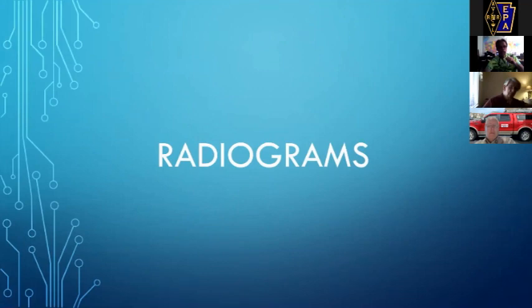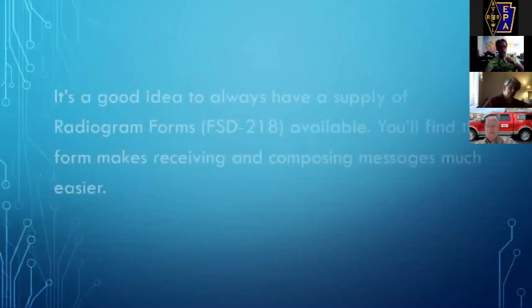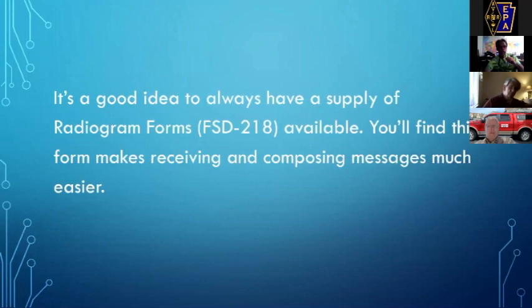Now, the hardest part in handling traffic is the radiograms, and it's really not hard. It's confusing and it looks kind of threatening, but it's really easy to do. By the time we finish this section, you'll have a thorough understanding of what you need to do to fill out the radiogram form. When you're on a traffic net, it's a good idea to have a supply of the radiogram forms, which are FSD 218, available. You might be called to take a message even if you're not expecting to, and having these forms makes everything a whole lot easier.